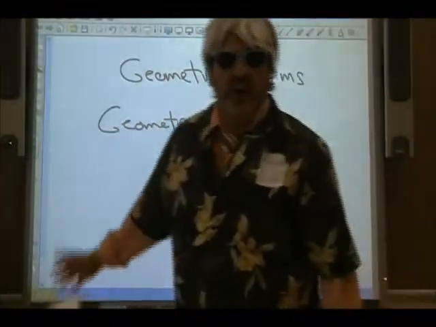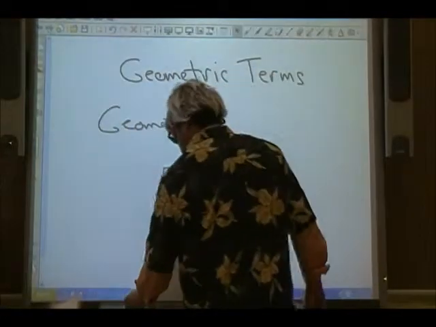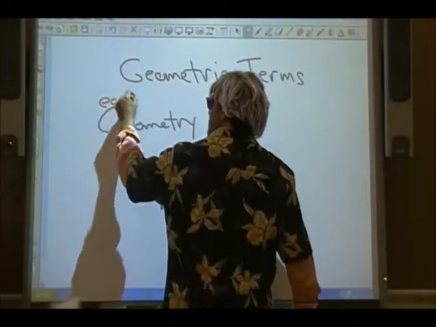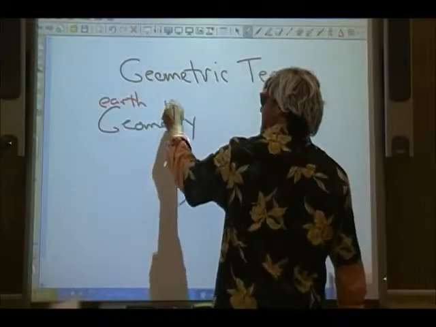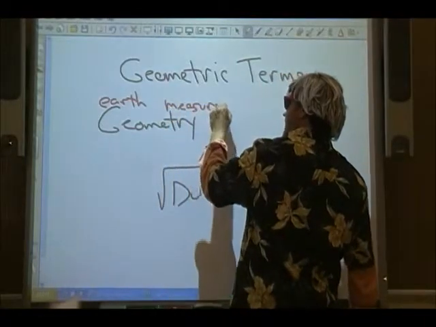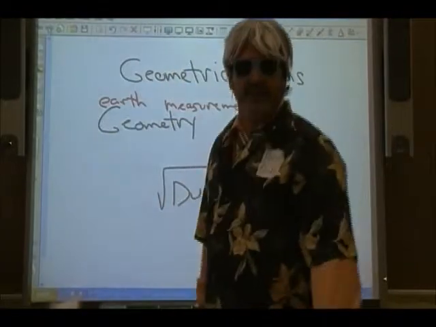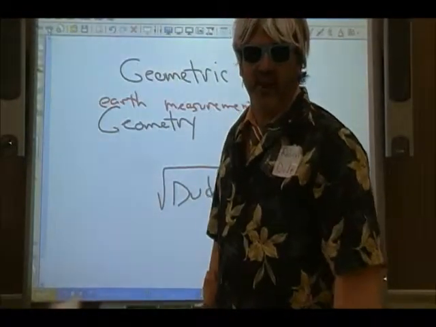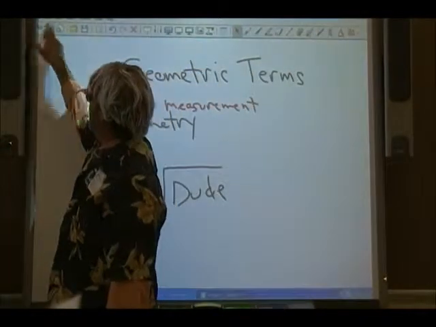Well, this is a Greek word. The geo means, you know what the geo means? It means earth. And the metry is just measurement. That's all. That's what geometry is. Measuring things and seeing how they fit into our world. Let's look at some terms.